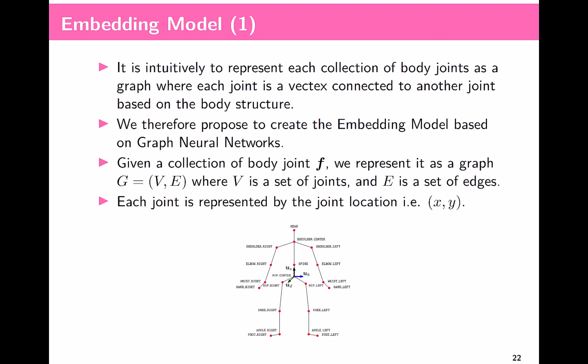Now let's focus on the embedding model. It is intuitive to represent each collection of body joints as a graph, where each joint is a vector connected to another joint based on the body structure. We therefore propose to create the embedding model based on a graph neural network. Given a collection of body joints F, we represent it as a graph G(V, E), where V is the set of joints and E is the set of edges. Each joint is represented by its joint location, as shown in this picture.